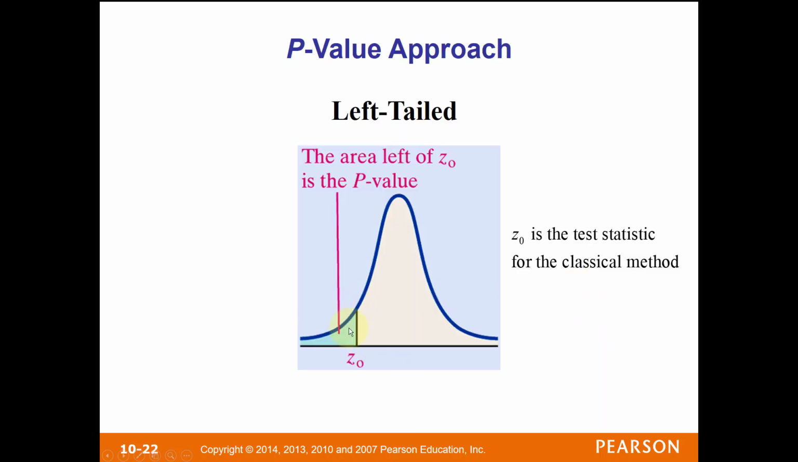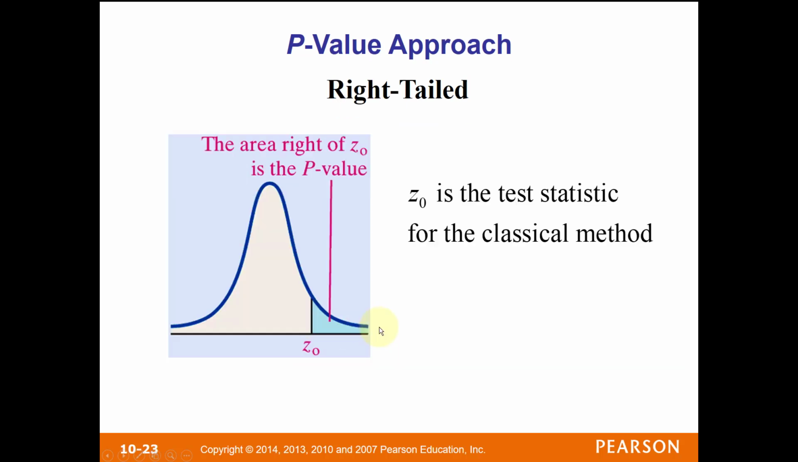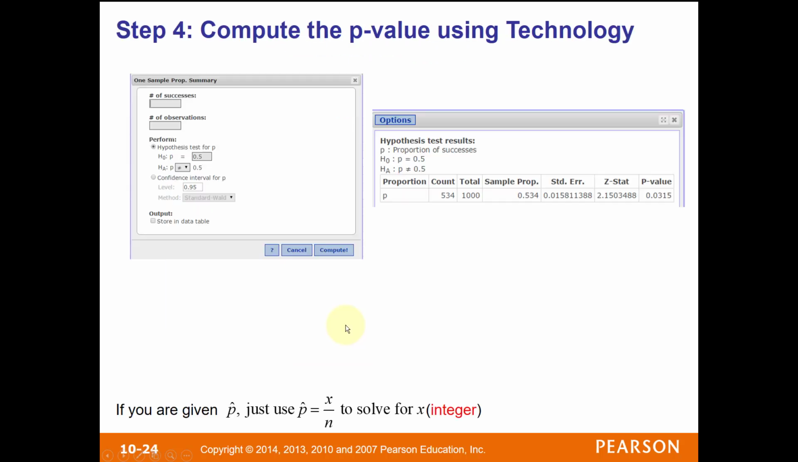If you have a left-tailed test, right-tailed test, etc., how do you do this using technology on StatCrunch? You go to stats, proportion stats. This is exactly the way you did this before in chapter 9, and you choose summary. You tell it the number of successes, the number of observations, and now instead of doing confidence intervals, you do a hypothesis test, you hit compute, and you get the test statistic here and the p-value right there.